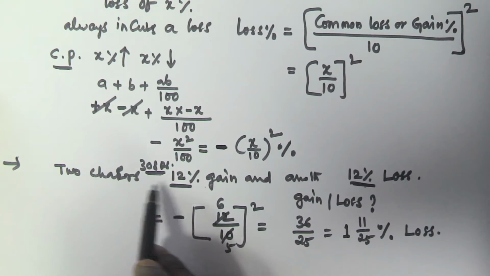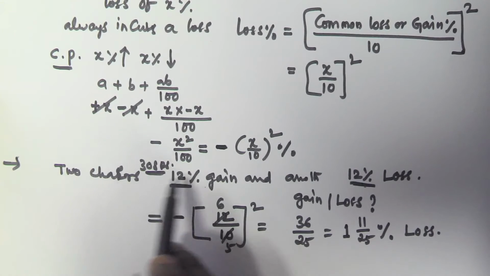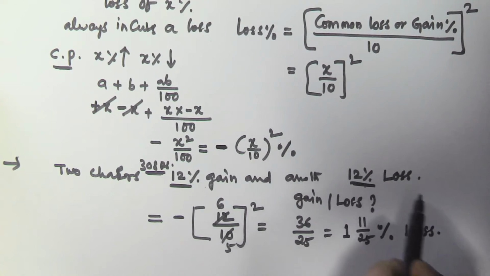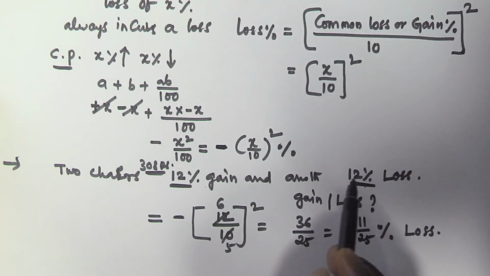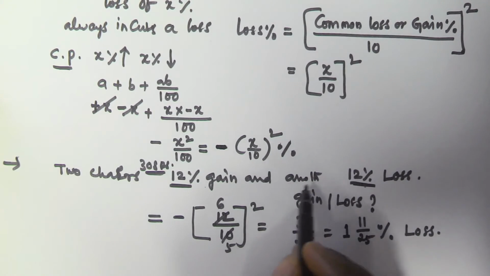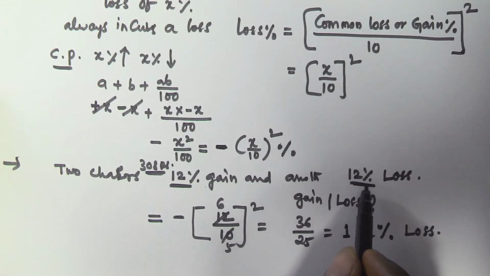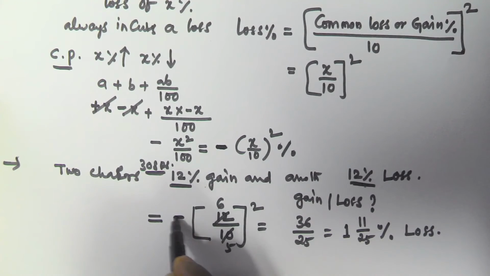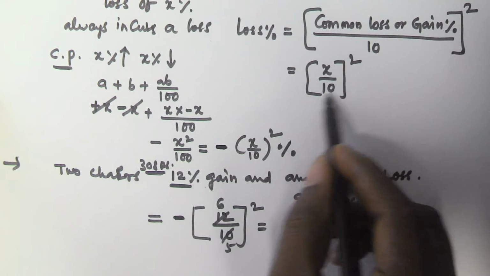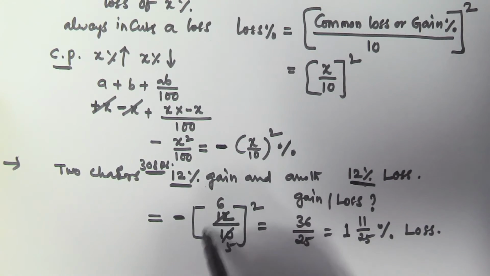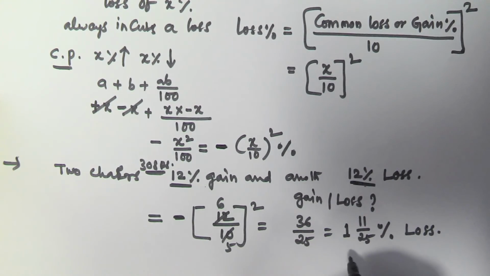If two shares are sold at the same rate, one share at 12 percentage gain and another share at a loss of 12 percentage, then we have to find the overall gain or loss percentage. It is always going to be a loss whenever we sell two identical articles, one at a certain percentage gain and another at the same percentage loss. The overall loss is given by (X by 10) whole square. Here X is 12, so we substitute 12 by 10 whole square, which is 1 and 11 by 25.